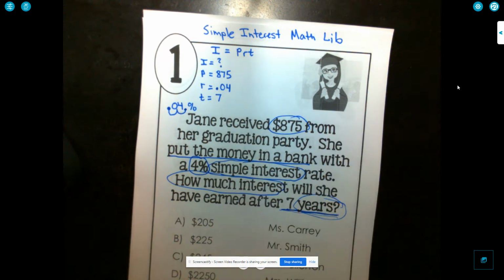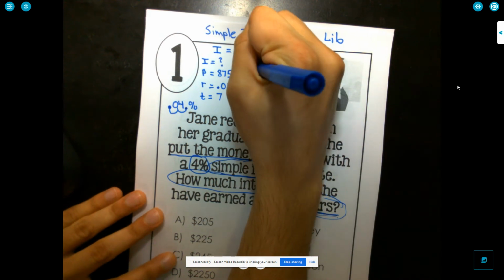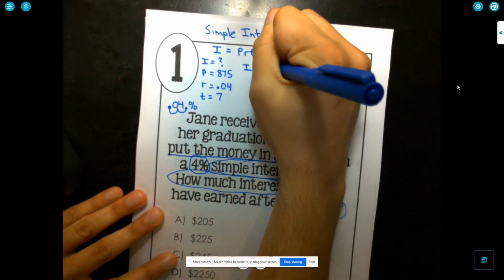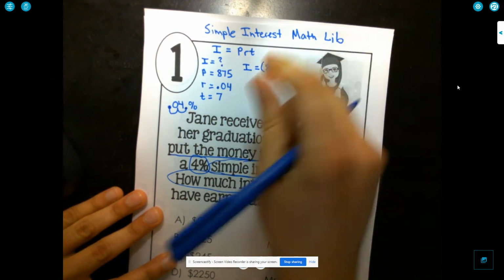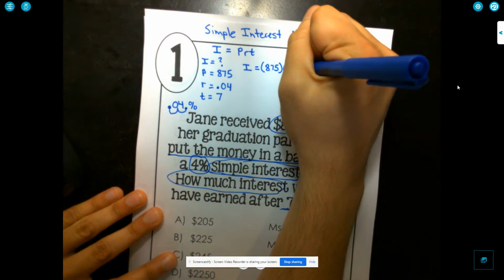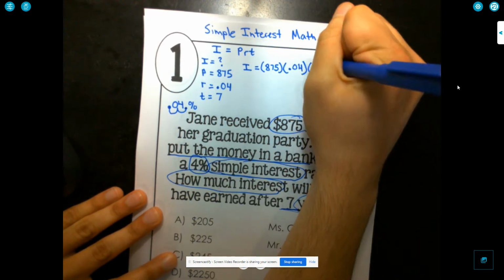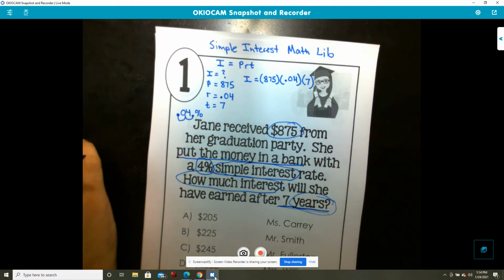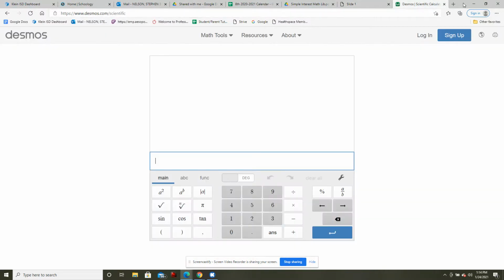All right, so now that we're looking for interest, we can set up our equation. I is equal to, because I is what we're looking for, what's our principal? 875. Our rate is 0.04. And our time is 7. So what I'm going to do is type this in on a calculator, Desmos.